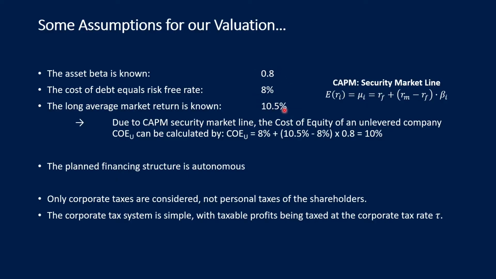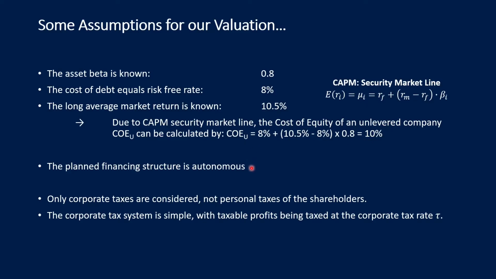Now, of course, we can input those numbers into the security market line to get our cost of equity of the unlevered company. Unlevered because we apply the asset beta here. Okay, so the cost of equity of the unlevered company is the cost of debt, 8%, plus (10.5% minus 8%) times 0.8, which is the beta factor, and we have 10% cost of equity of the unlevered company.